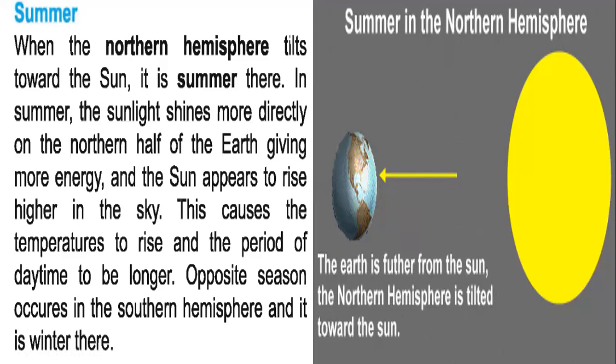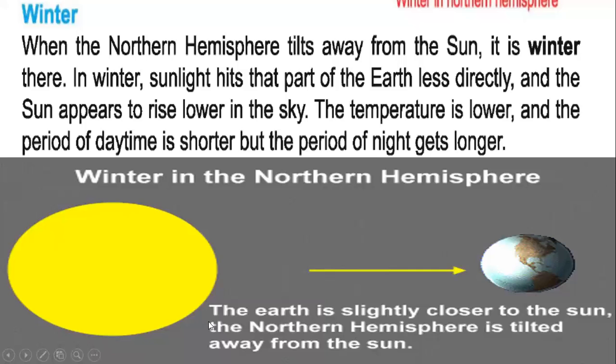In summer, the sunlight shines more directly on the northern half of the earth, giving more energy, and the sun appears to rise higher in the sky. This causes the temperature to rise and the period of daytime to be longer. The opposite season occurs in the southern hemisphere, and it is winter there. So if it is summer in the northern hemisphere, at the same time it will be winter in the southern hemisphere. Moving forward to the next one.